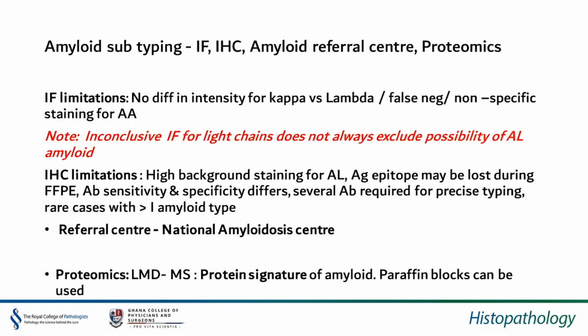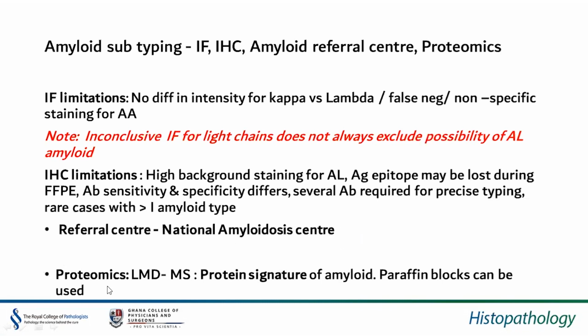It's really not practical for any general surgical pathology lab to have different types of antibodies to detect different types of amyloid. So then what's the answer? You have to refer them to a referral center, like you have the National Amyloidosis Center in the UK. In India, there are some centers which have more antibodies for the amyloid subtyping.